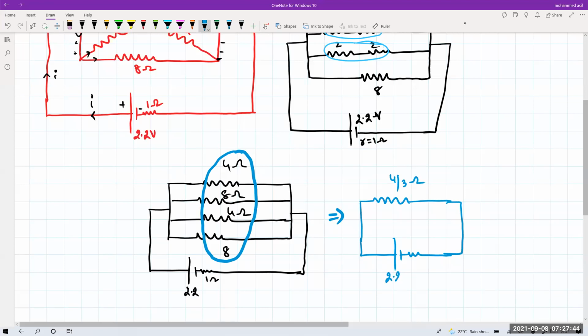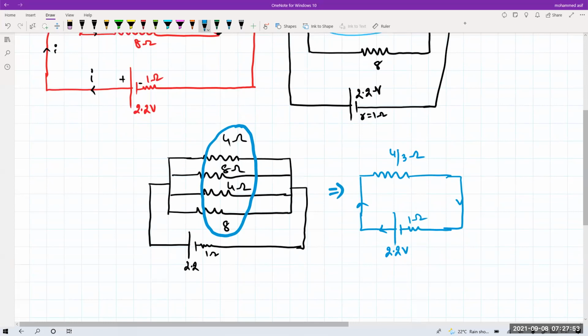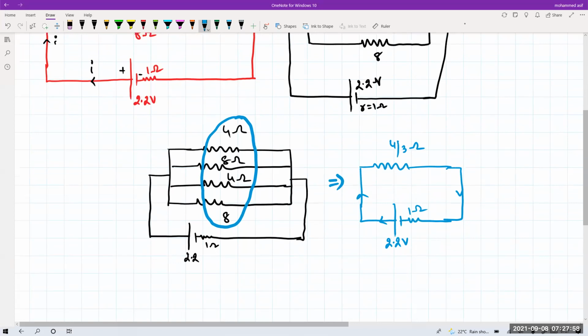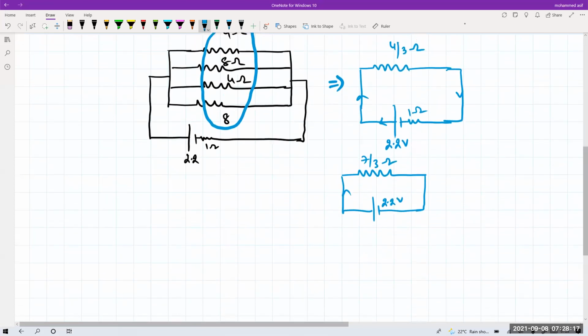This one is how much? 2.2 volts. Internal resistance is 1 ohm. So now can I calculate the current from this one? Now these two, 4/3 and 1 ohm, are in which combination? Series. That means 4/3 plus 1 will be equal to how much? 7/3. That means this will be the effective resistance. This is connected to the battery, positive and negative. So this is 4/3 plus 1, which becomes 7/3 ohms. Clear? This one is 2.2 volts. Is it clear?